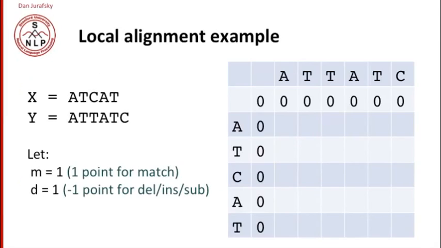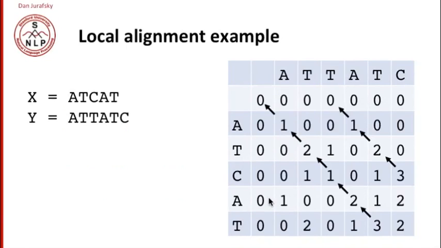So here's an example of local alignment. Let's imagine that we're getting one positive point every time 2 symbols match, and a negative point for any deletion, insertion, and substitution. And then let's look for all the local alignments between these 2 strings, ATCAT and ATTAATC. If we fill in the matrix, again, we start with zeros everywhere because we're doing local alignment. If we then look for cells that have a maximum score to trace back from, we see 2 of these cells.